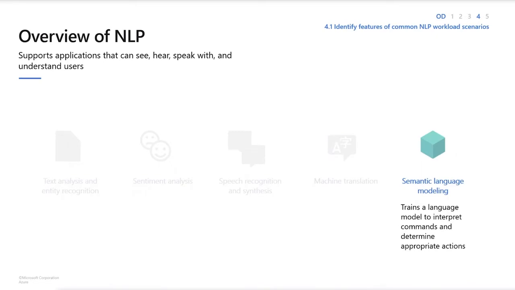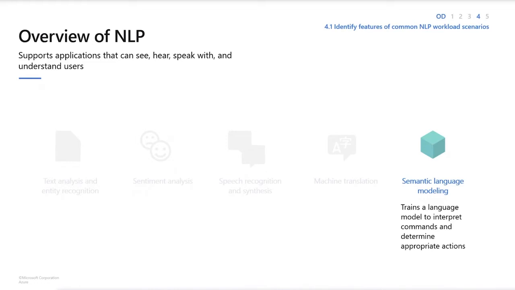And last but not least is semantic language modeling. This is where you have a trained language model that's going to interpret commands and determine what's the next action that needs to happen. So let's say that I'm driving along in my car and it's a connected car, and I say, where can I get gas near here? But I can also say, where is the location of the closest gas station? Or I can say, give me directions to a gas station. These all mean essentially the same thing.